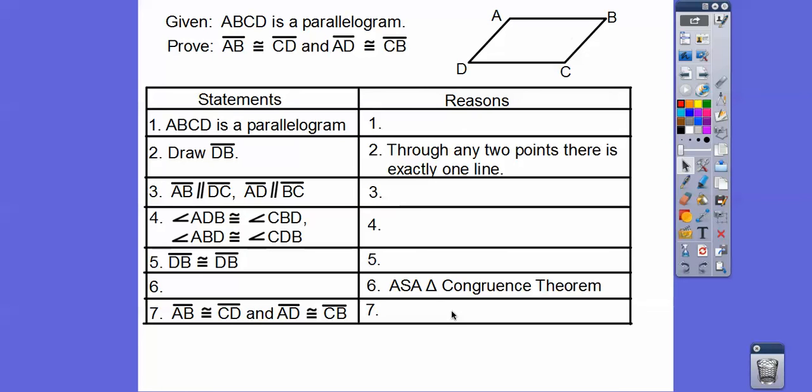All right, so we're going to get some triangles congruent right here. Okay, so ABCD is a parallelogram. Let's say that's given. And then draw DB. Okay, so DB goes from here to here. So let's go ahead and draw a segment right there. And we're going to get now, because any 2 points determines one line. So you say through any 2 points there's exactly one line, or any 2 points gives you a line, something like that.